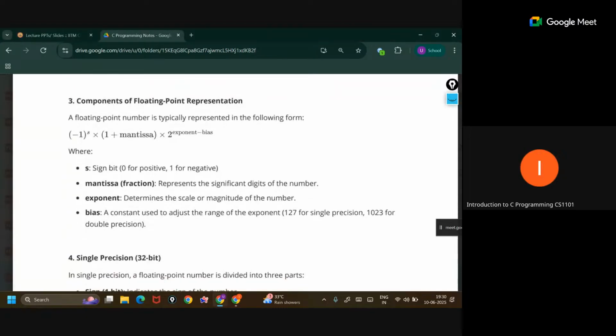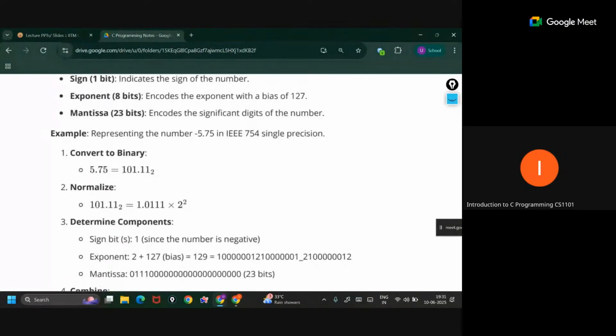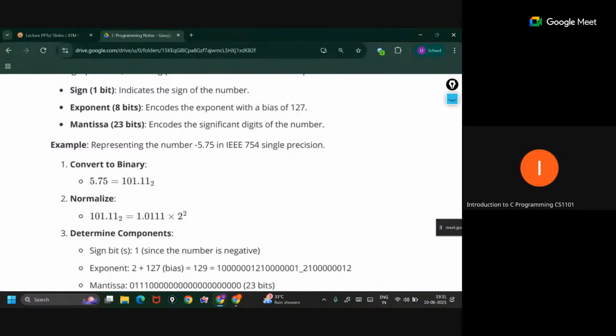If it is single precision, we use 127 as the bias. If it is double precision, we use 1023, which is for 64 bit. So this is the way: first is the sign bit, then the exponent, and then the mantissa. Let's say the number is 5.75. First we have to write how to represent 5. So how to represent 5?